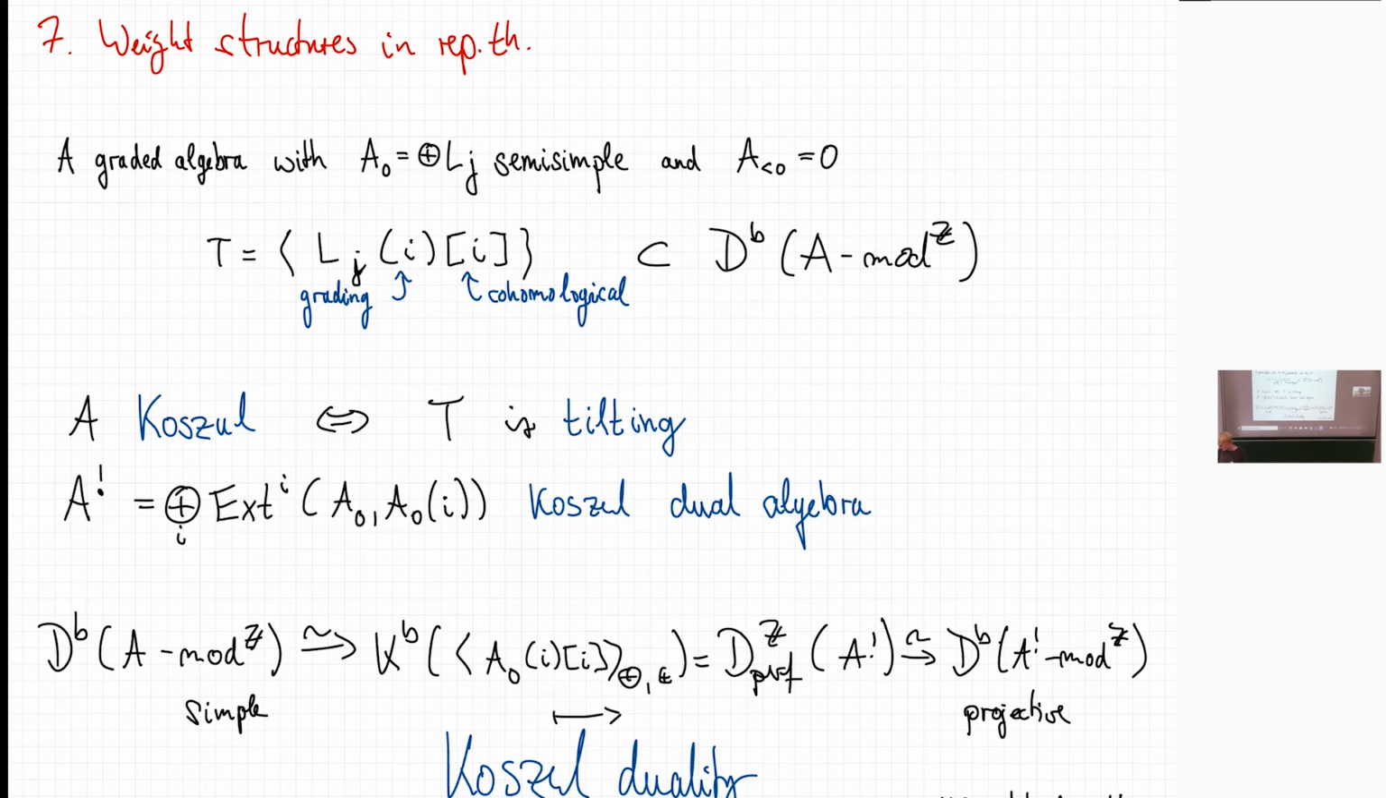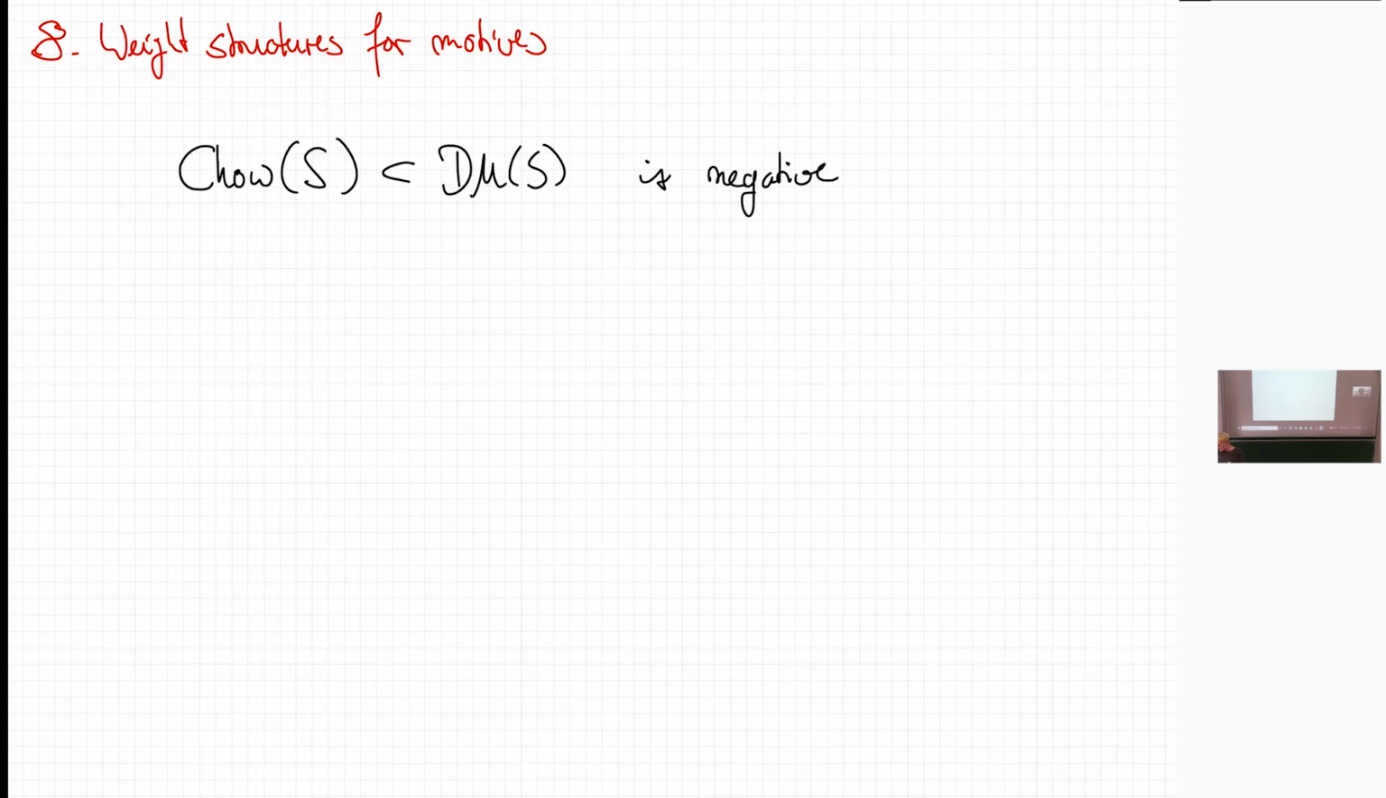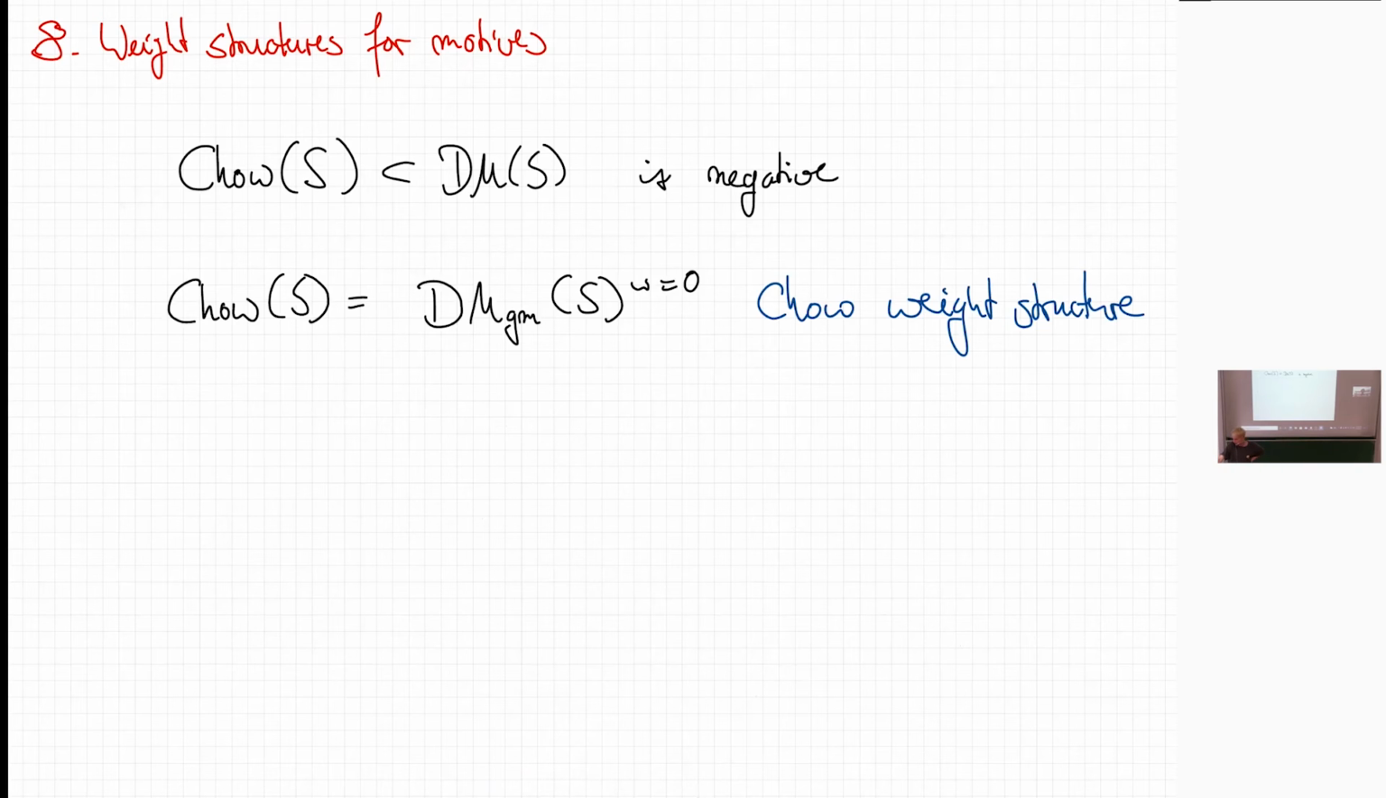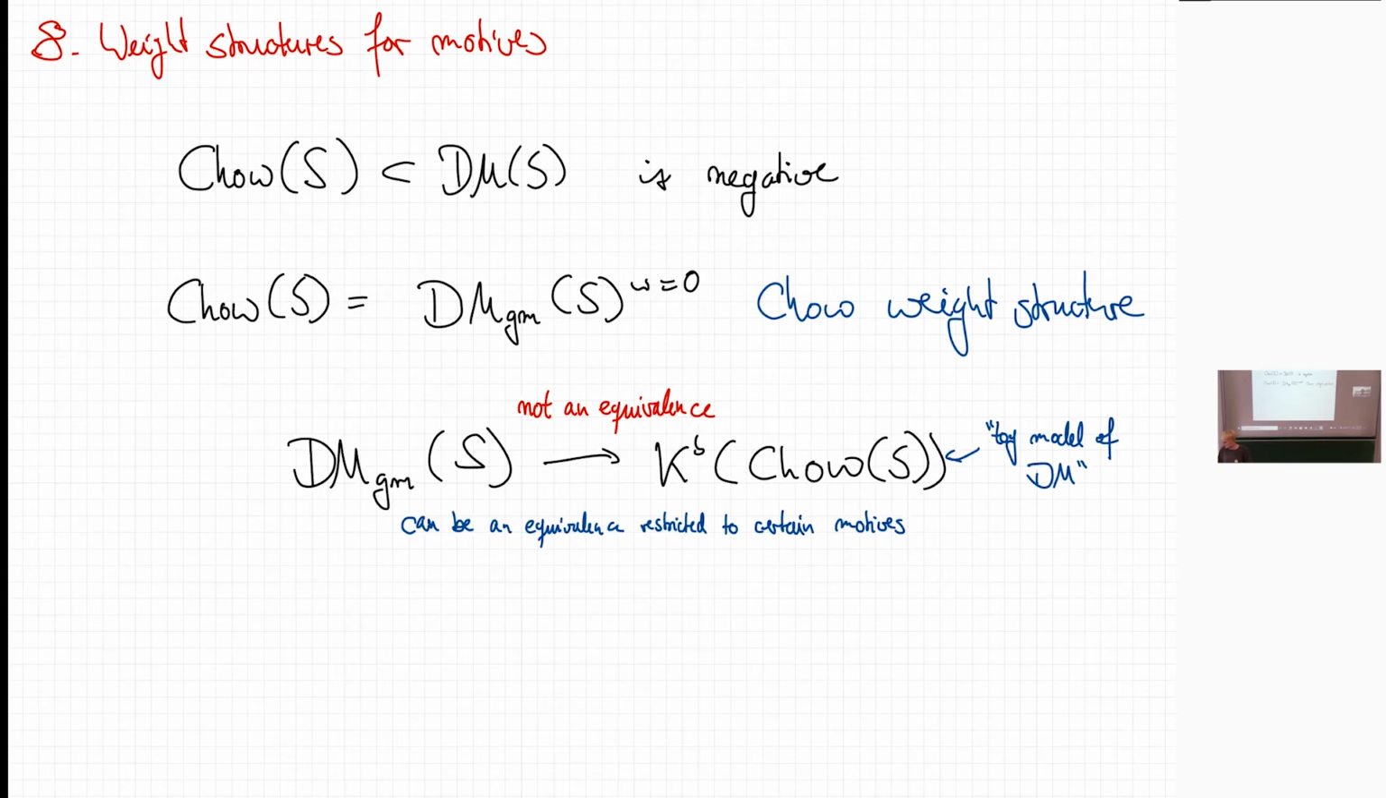Good. Okay, so let's see how weight structures work for motives. Here with motives, you are kind of lucky. The Chow motives inside of the category of all the motives are negative, so you can use them to define a weight structure. Unfortunately, the Chow motives don't generate all the motives, but only the motives of geometric origin. But let's not worry about this. I don't understand it either. So the Chow motives are the heart of a weight structure on the category of motives. They are the weight zero, the pure objects inside of the category of the motives.